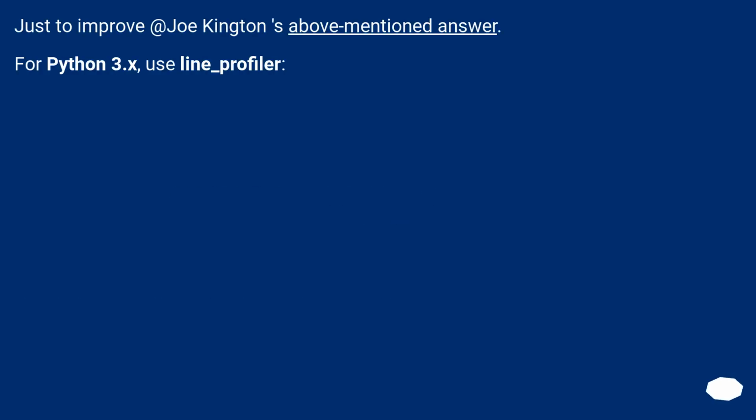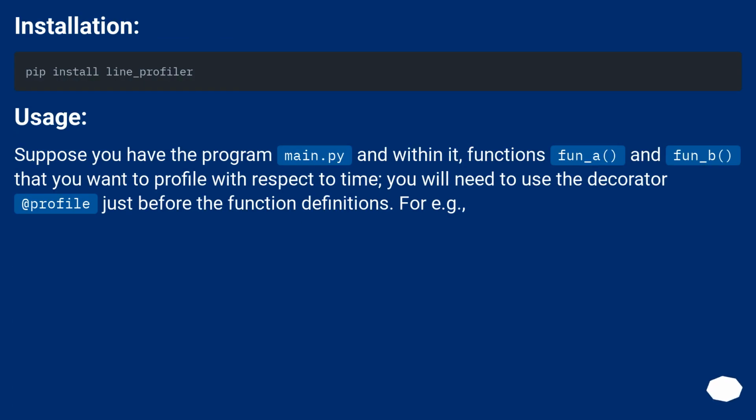Just to improve on Joe Kington's above-mentioned answer. For Python 3.x, use line_profiler. Installation. Usage. Suppose you have the program main.py and within it, functions fun_a and fun_b that you want to profile with respect to time. You will need to use the decorator @profile just before the function definitions.